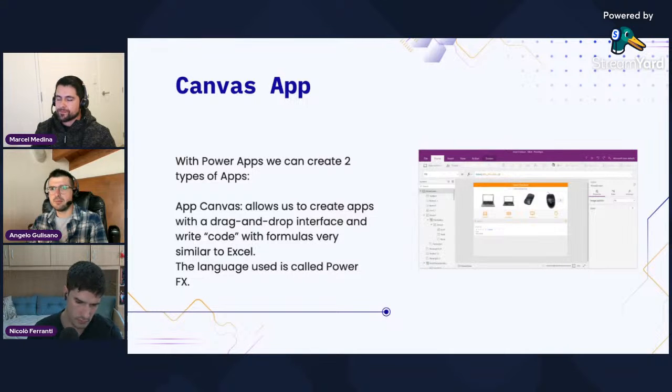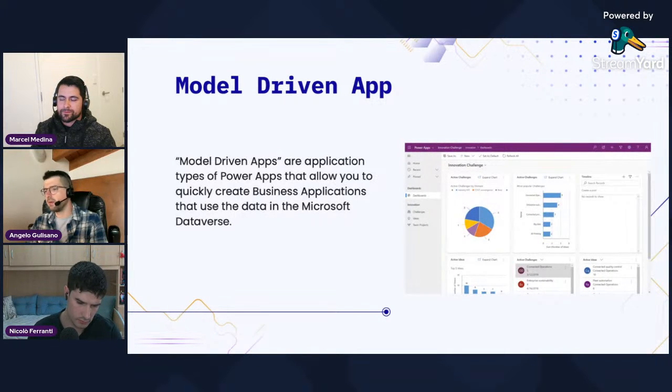The second one is a model-driven app. A model-driven app is an app that you build from an underlying database, and the application interface is generated for you with a data-driven approach. So you can start from a database, and then you have a data-driven application to do something with your database.